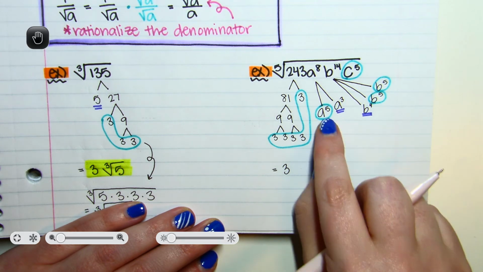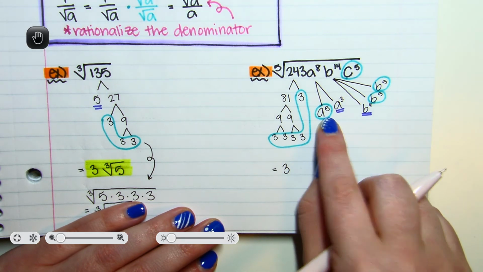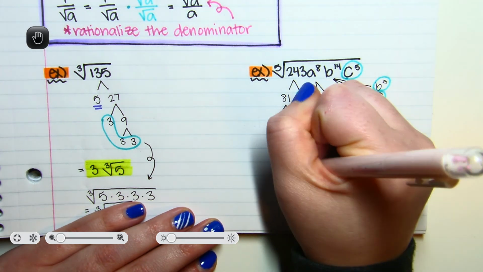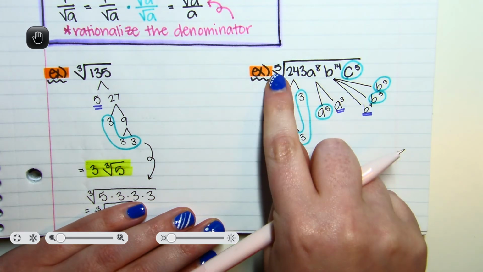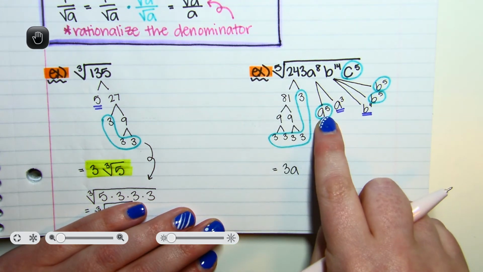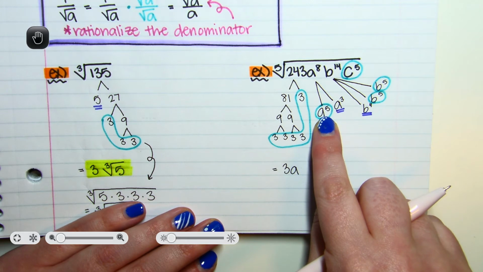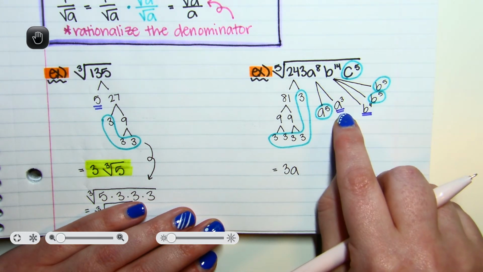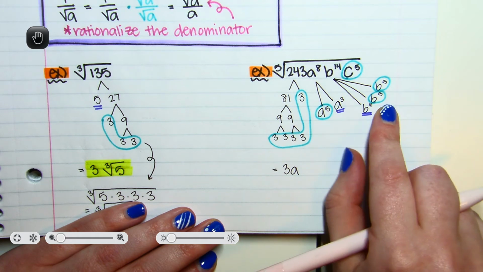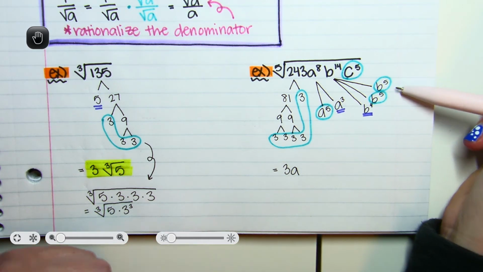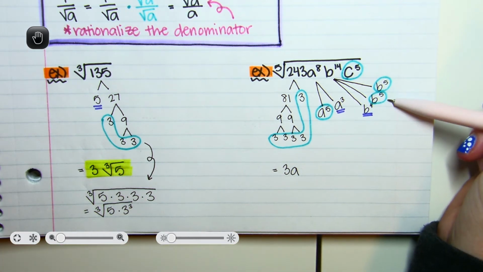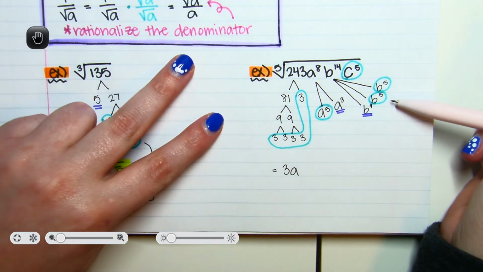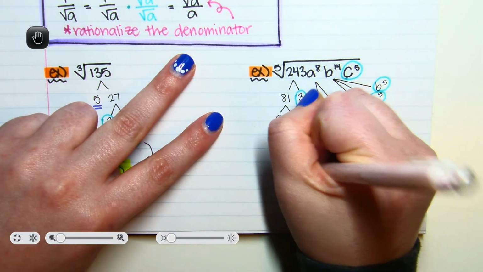The A's, I circled the a to the 5th, which means an a will come out, because remember the 5th root of a to the 5th is a. It's the property. That a cubed will be left over on the inside. Then the B's, I have a b to the 5th, so a b will come out, and then the other b to the 5th means a second b will come out. So I'm going to have b squared.